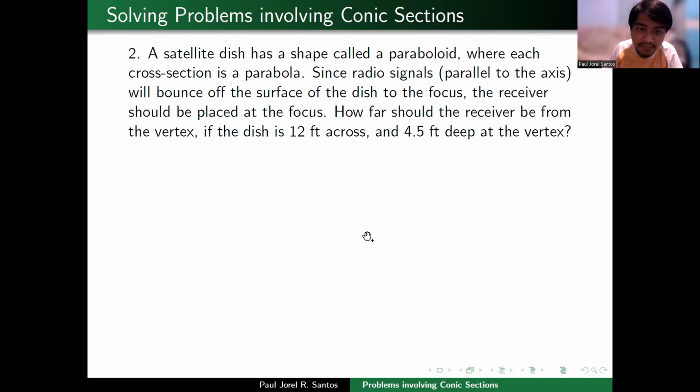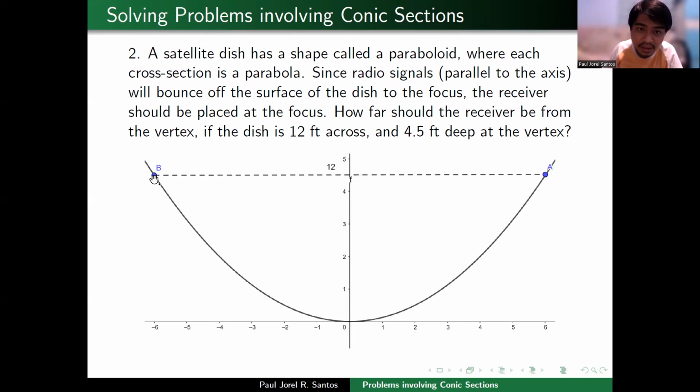To illustrate the given, we have here the dish that is 12 feet across, meaning to say the distance between point B and point A is 12 feet. Those are the edges of the paraboloid. And from the vertex up to here, its vertical distance is 4.5 feet.